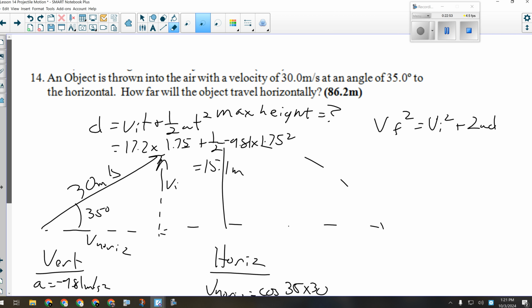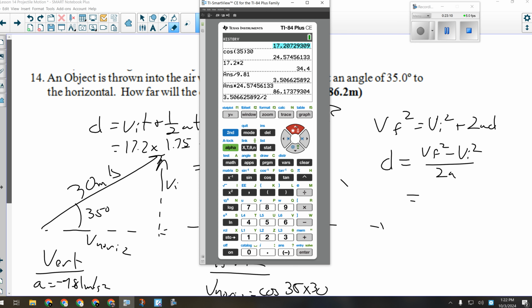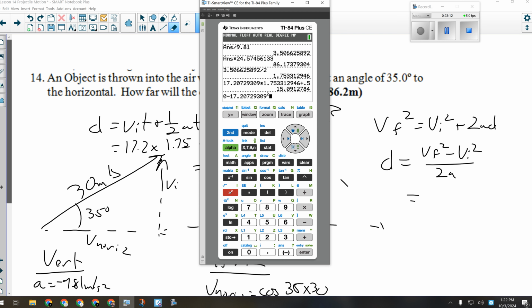With this formula, I have to manipulate, so it'll be VF squared minus VI squared over 2 times A. So for that, we're going to be looking at 0 minus the 17.2 squared, divided by negative 19.62. Got exactly the same, well, pretty close to the same number. Everybody all right with that?